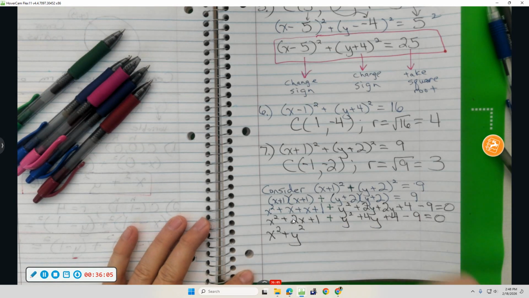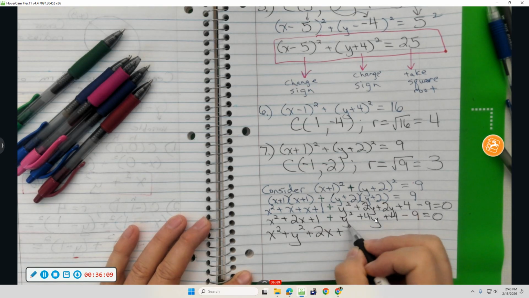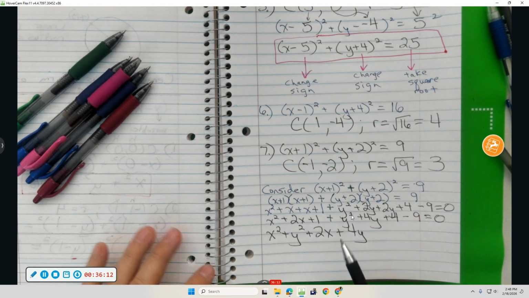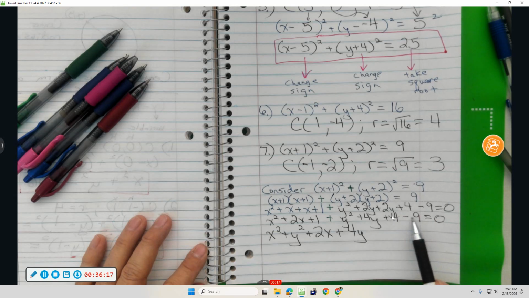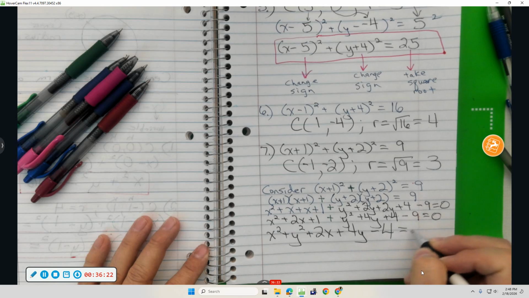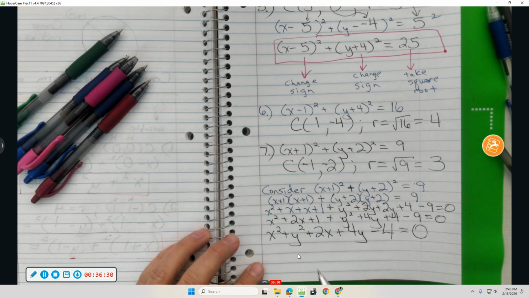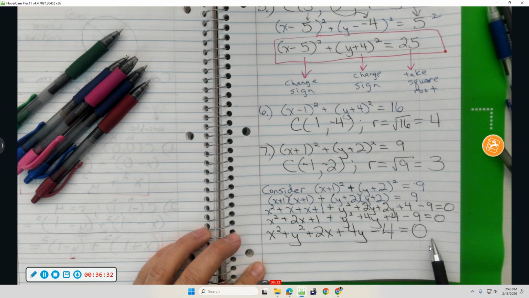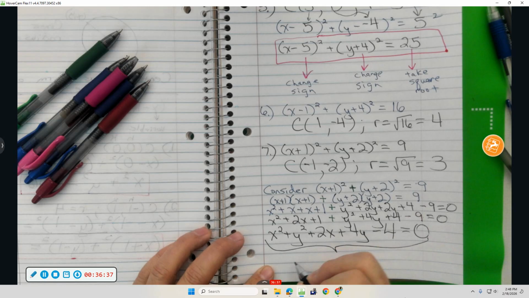Then we have a plus a 2x and a plus a 4y. 1 plus 4, that's 5, minus 9, 5 minus 9 will give me a minus 4 is equal to 0. I guess you could have the 4 over on the right-hand side if you wanted to. This form here, where the parentheses have been removed and the like terms have been combined, is called standard or expanded form of a circle.